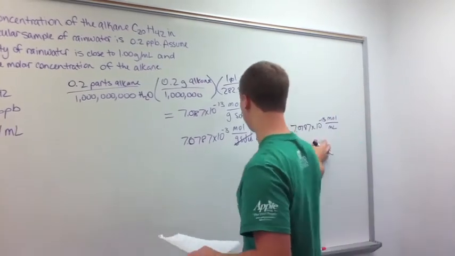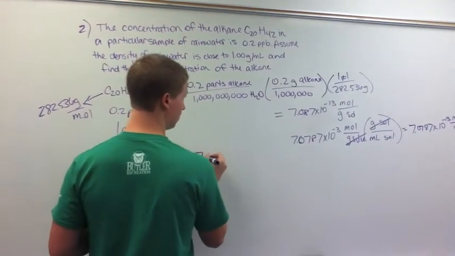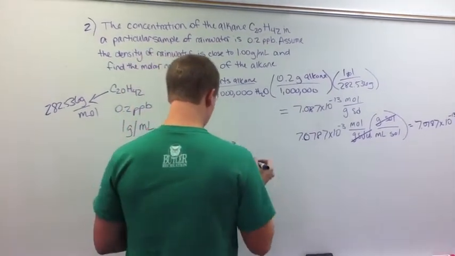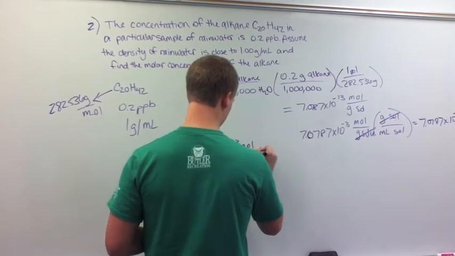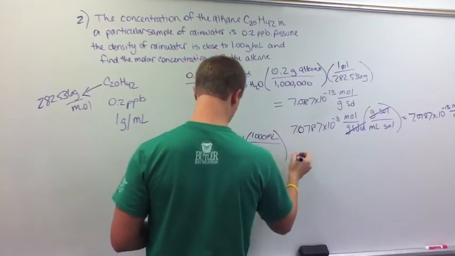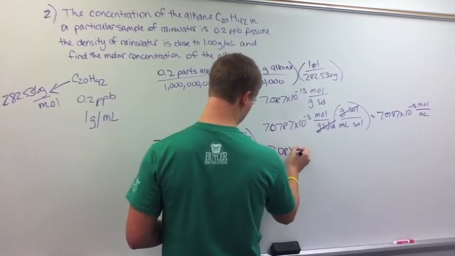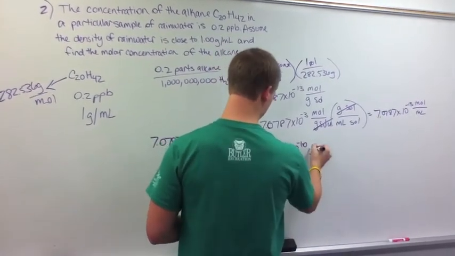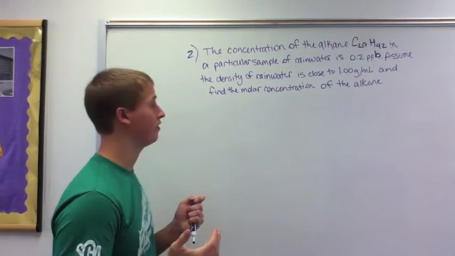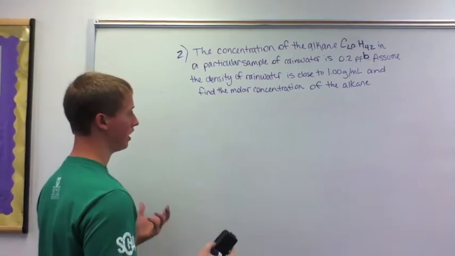So then once you get moles per milliliter, you need to make it moles per liter. So 7.0787 times 10 to the negative 13th moles per milliliter times 1,000 milliliters over 1, which equals your molar concentration, which is 7.08 times 10 to the negative 10 moles per liter. When working these problems, it's important to understand that you can't just memorize the numbers, you have to understand the process.